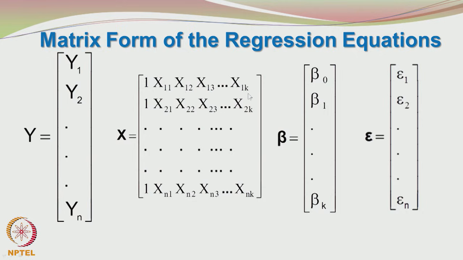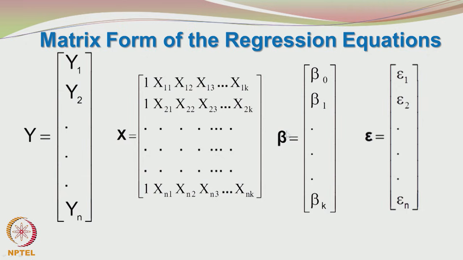Since we have k factors, this one runs all the way from x11 to x1k. Similarly, you have the other entries in this matrix. For example, xn2 will refer to the nth run and the setting of the second experimental factor or the experimental variable x2.